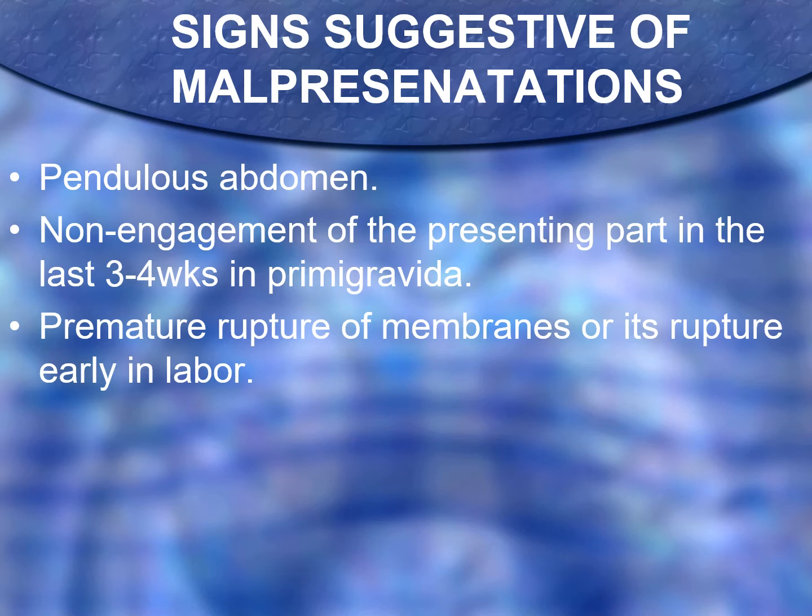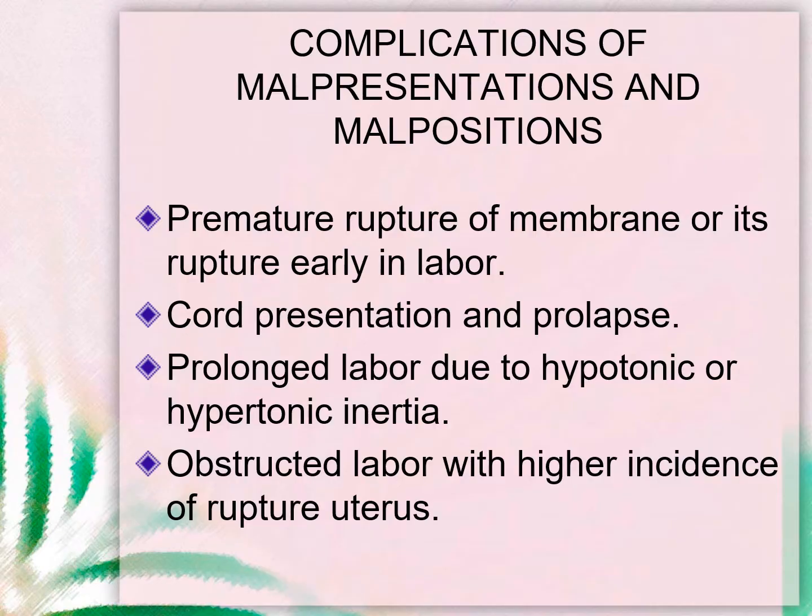Then premature rupture of the membrane or its rupture in early labor. If the presenting part is not well fitted and if it is not a normal position, there is a chance for premature rupture of the membrane, and that is also a sign of malpresentation. Next, complications of malpresentations and malpositions.